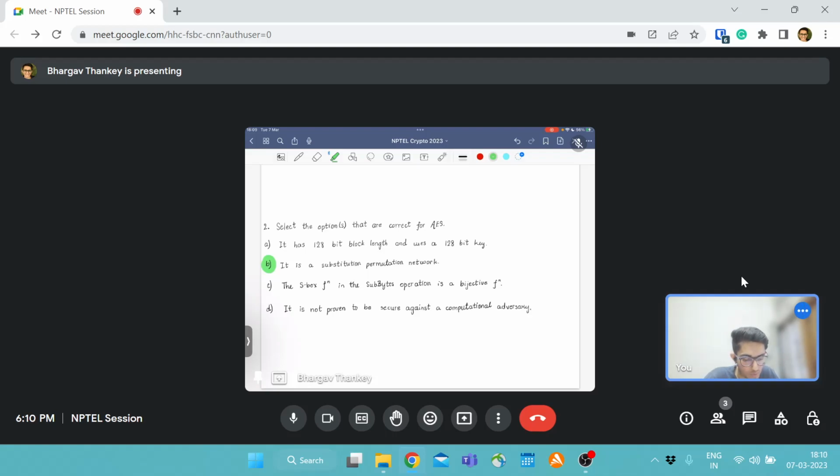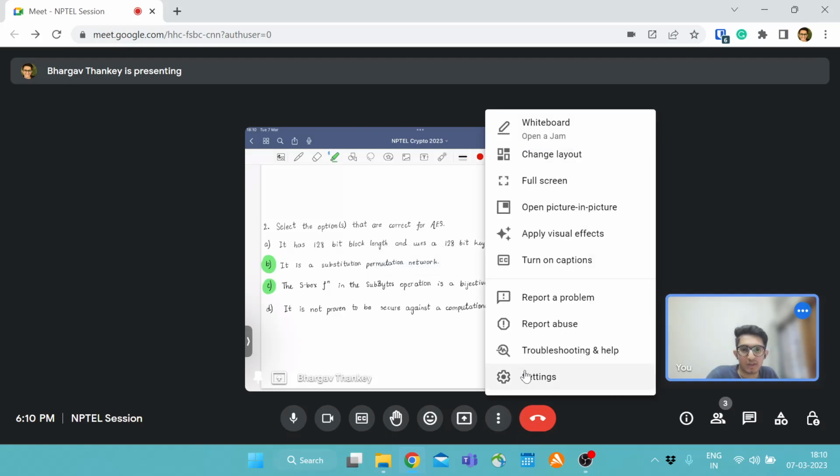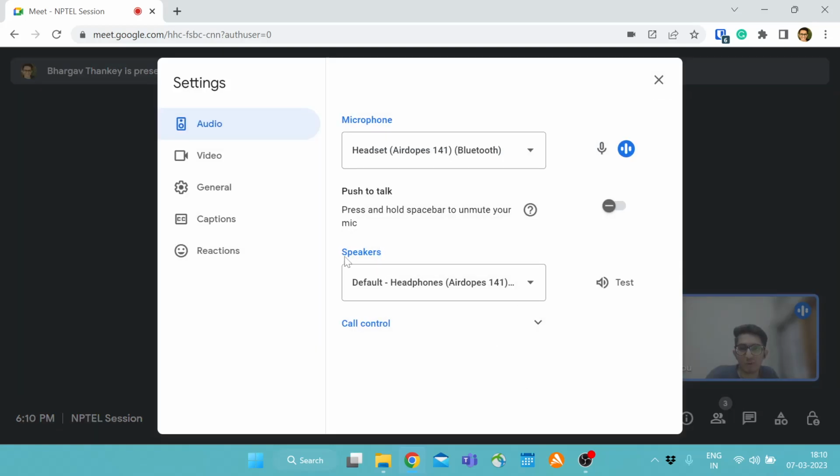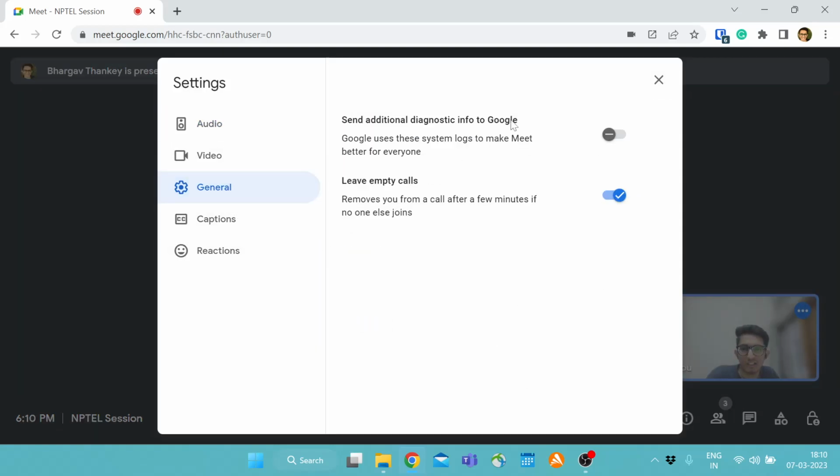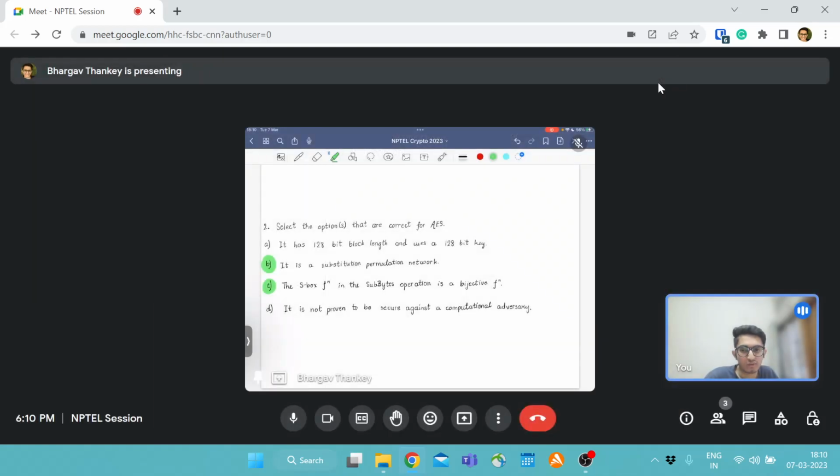And it is not proven to be secure against a computational adversary. While we believe that AES is a secure cipher, it's just a practical construction of a block cipher. It's not a theoretical construction. So we don't have a proof of security of AES even against a computational adversary. So D is also correct. Is this fine?